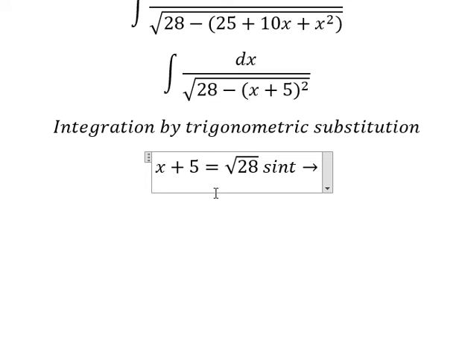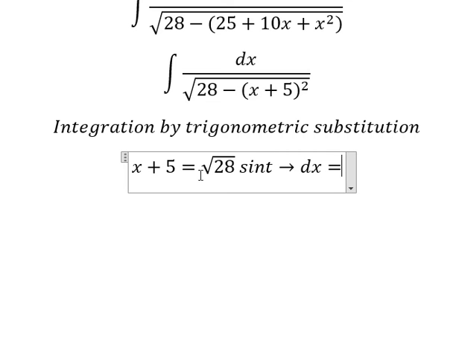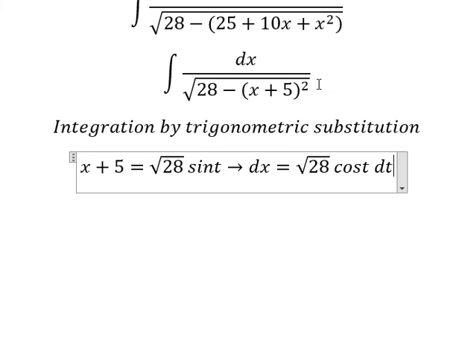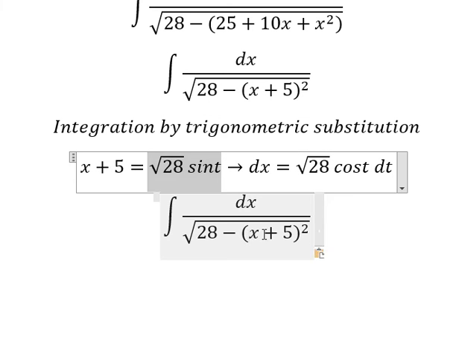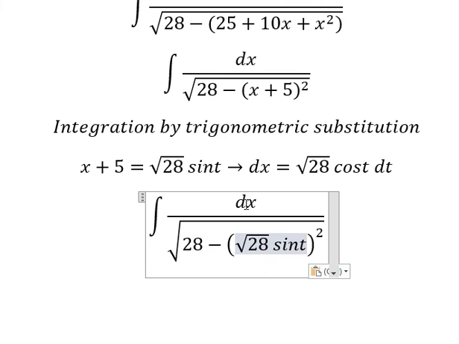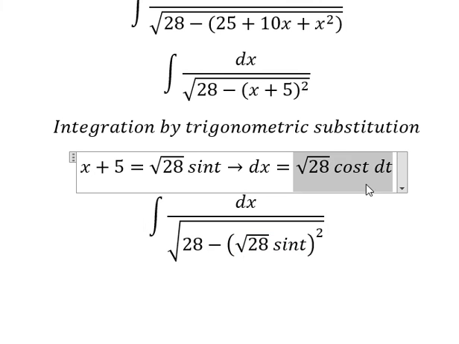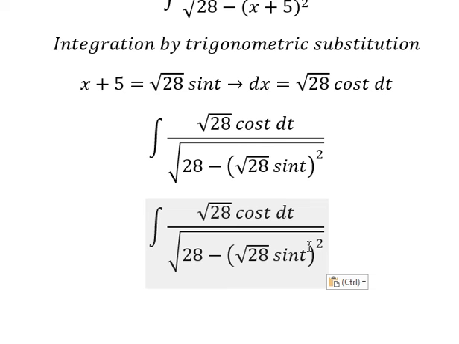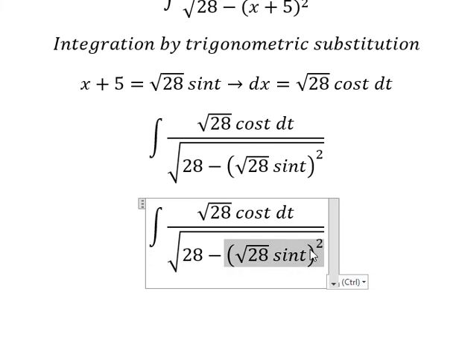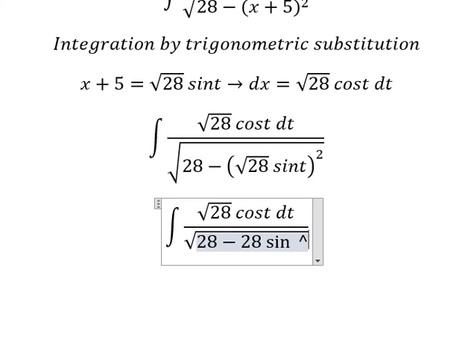Now we need to do first the derivative for the both sides, and we have like this. So this one I will put in here. ds we change for this one. So this one we have 28 sine t square.